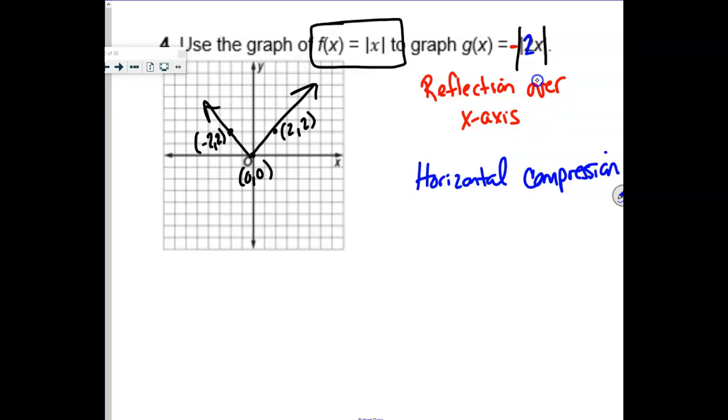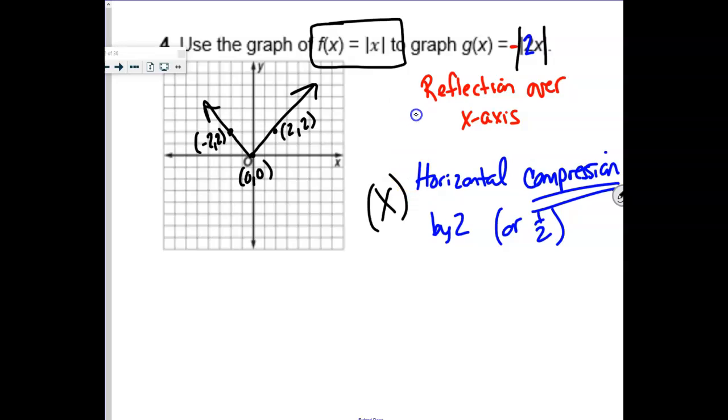All right, inside the absolute value bars, which are equivalent to parentheses in math, as far as groupings. So horizontal compression, you could say by 2, or you can say a compression of 1/2. I know what that means. Do you know what that means? What it's going to do is take your x values and shrink them by a factor of 2. It's going to divide them by 2.